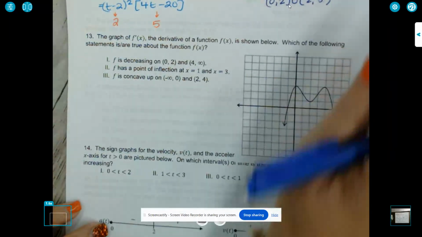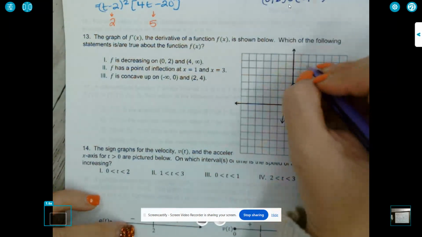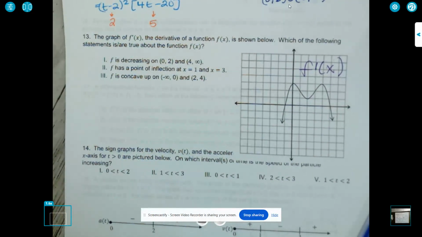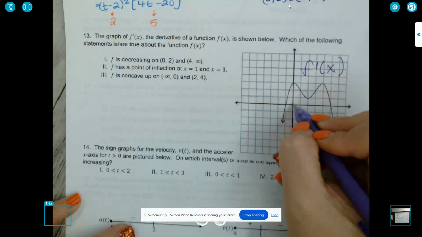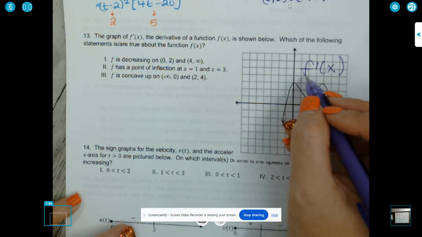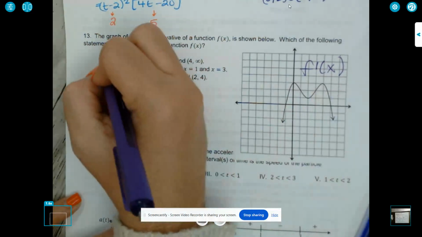All right, number 13, the graph of f prime. So this is very important. This is the graph of f prime of x. The graph of f prime, the derivative of a function, is shown below. Which of the following statements is true about the function f of x? All right, f is decreasing on (0, 2) and (4, infinity). Well, if we look over here from 0 to 2, it looks like it's decreasing, but remember this is f prime. So in order for that to be true, this would need to be negative. All right, so that is not true.